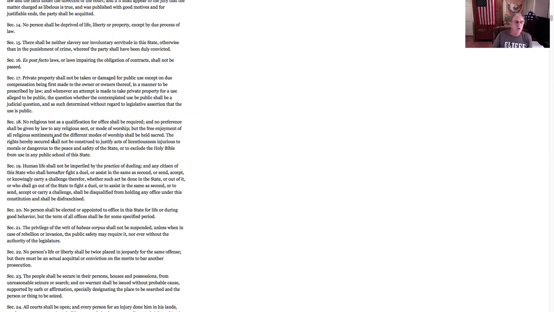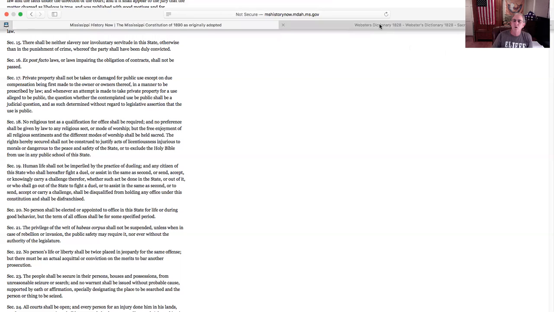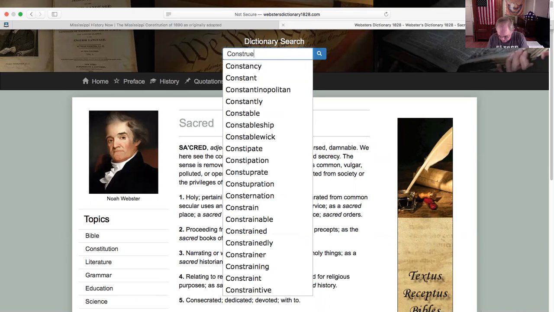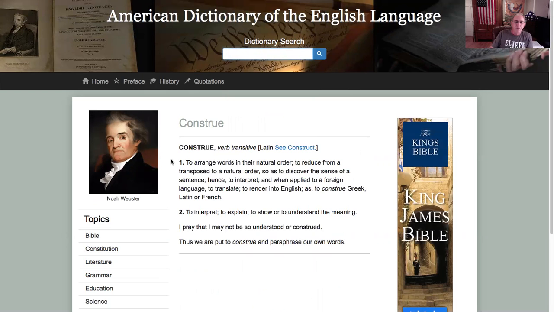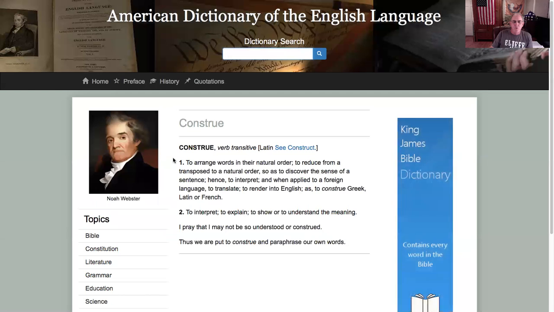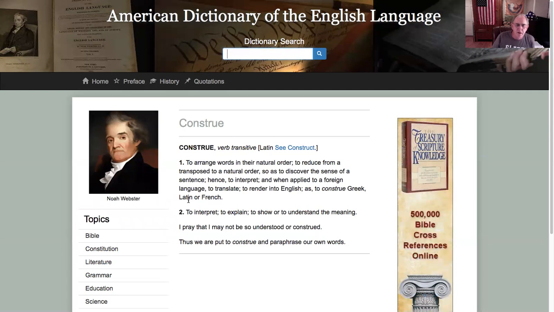The rights hereby secured shall not be construed. That's what the next word is. Most people have never heard that one. Just look at the basic verb here. It is to arrange words in their natural order, to reduce from a transposed to a natural order, as to discover the sense of a sentence, hence to interpret, and when applied to a foreign language, to translate, to render into English, as to construe Greek, Latin, or French; to interpret, to explain, to show, or to understand the meaning.